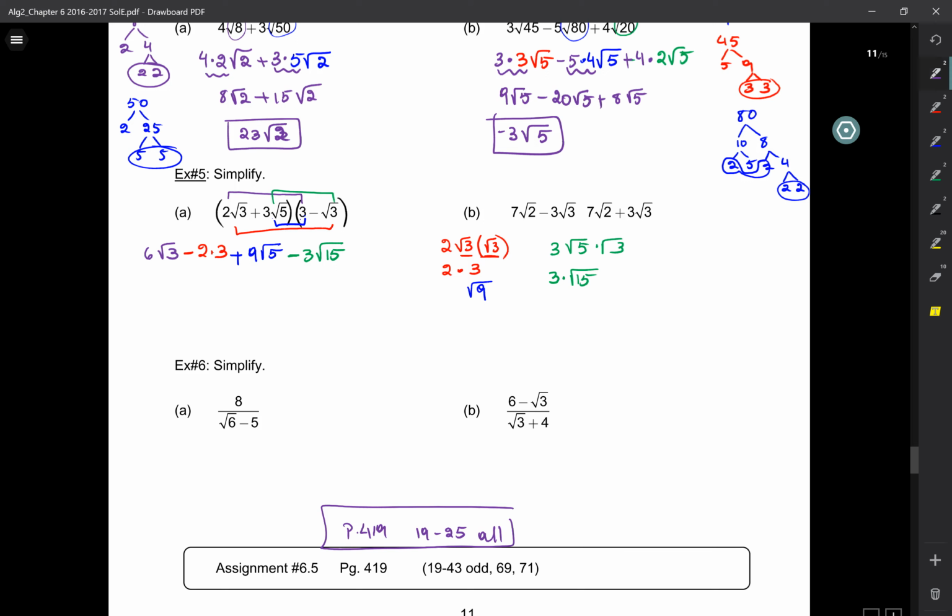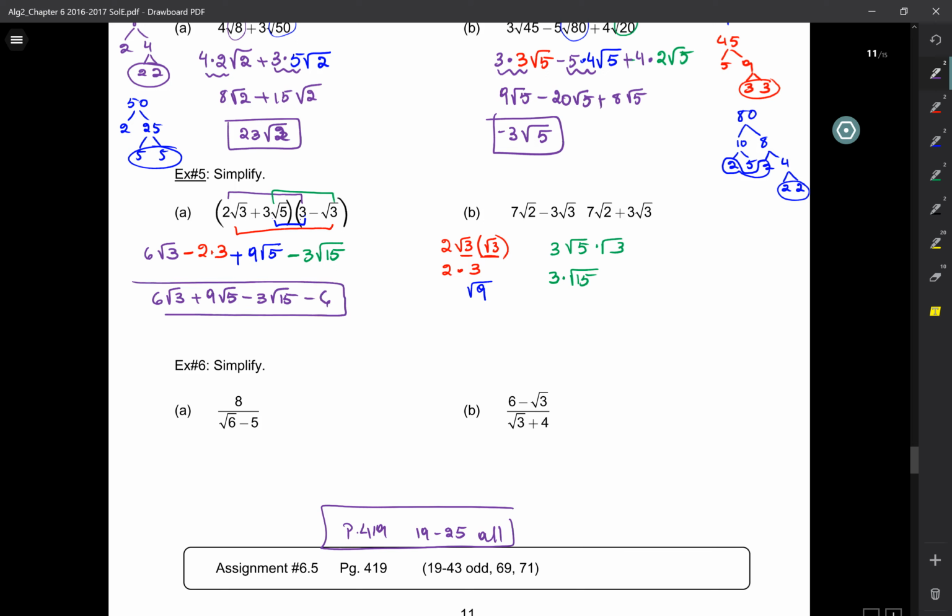Okay, here I have 6 root 3. The red one is a minus 6, right? And just so it looks better, we normally write all the roots together and all the numbers together. So let me just hold off on that for a little bit. Plus 9 root 5 minus 3 root 15 minus 6.